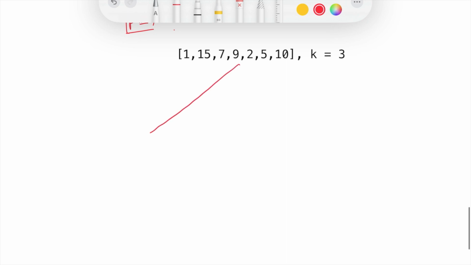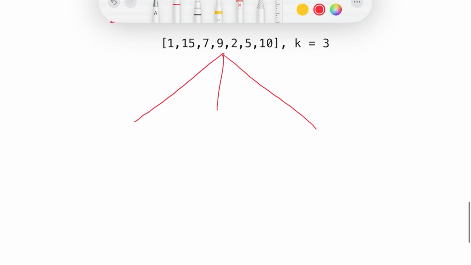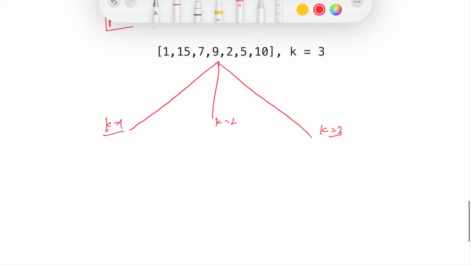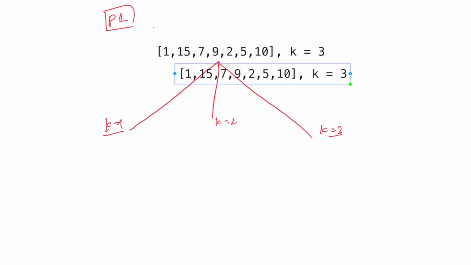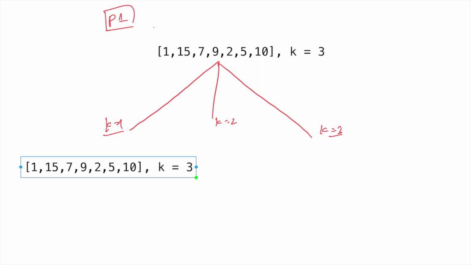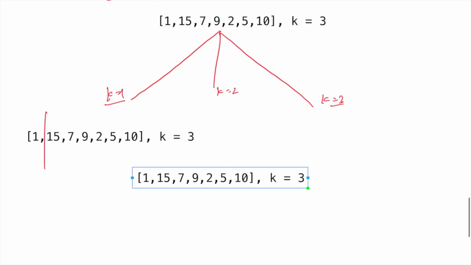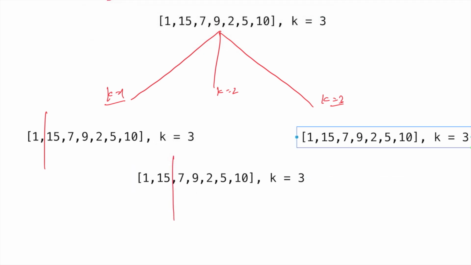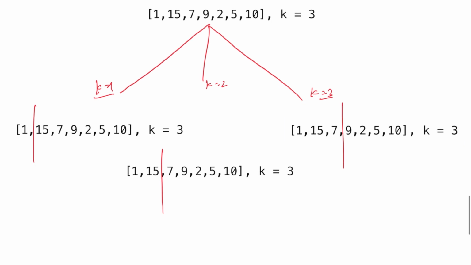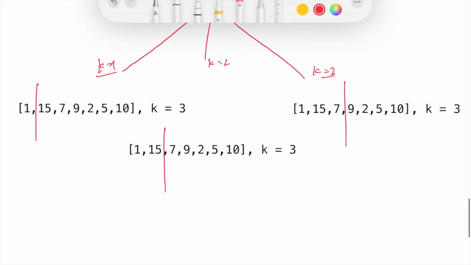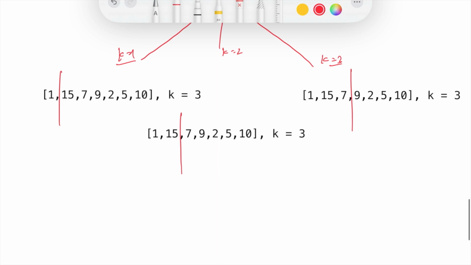So I can make 3 calls here for k equal to 1, k equal to 2, k equal to 3. Sorry, you can say size equal to 1, 2, 3. So if k equal to 1, I will be partitioning from here. If k equal to 2, I will be partitioning from here. And if k is equal to 3, that is the size of the partition is 3, I'm going to partition from here. So we have 3 possibilities.